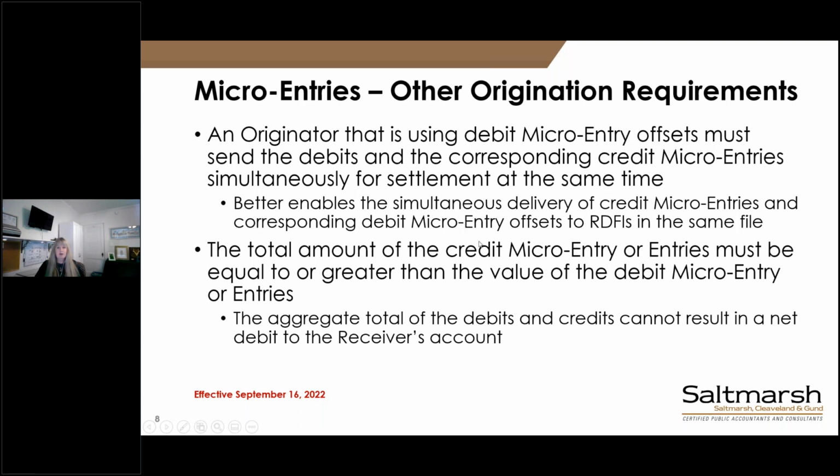And then the total amount of the debit entries cannot exceed the total amount of the credit entries. You can't put them in a negative position. That's what these two bullet points are talking about. So if the credit is, like we said earlier, for 50 cents, you can't have two debits that are going to put them in a negative position by any means. Again, just remember, you can't negatively impact that customer's account. This is for verification, so make sure it's utilized that way.